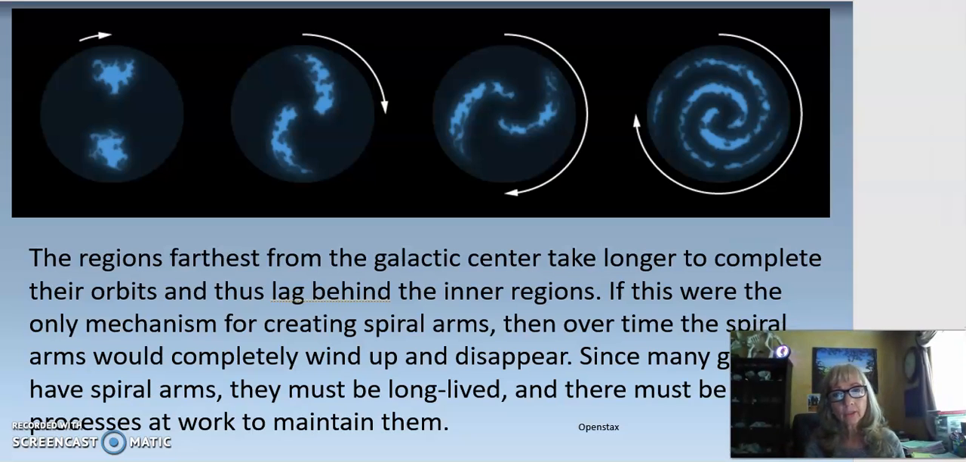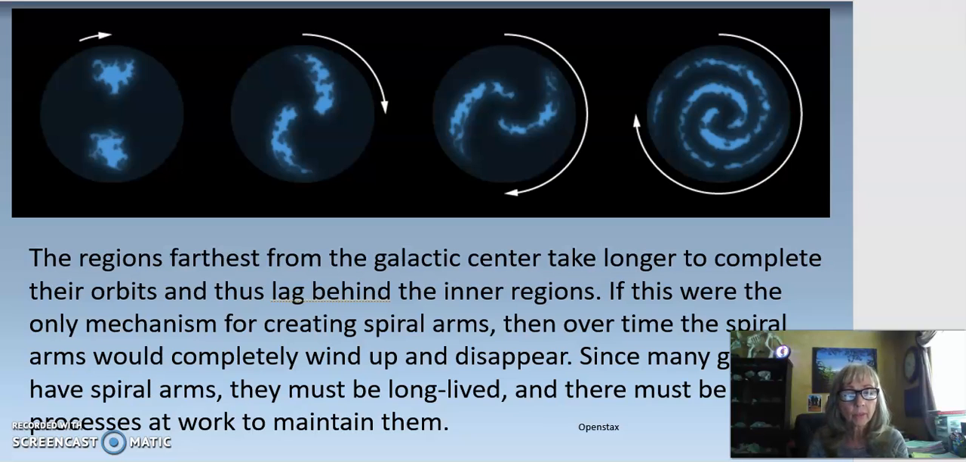So these little drawings are trying to illustrate how these spiral arms form, and how they stay in a spiral shape over millions and billions of years. The regions farthest from the galactic center take longer to complete their orbits and thus lag behind the inner regions. So that makes sense. The outer stars have to travel farther, so it takes them longer to go around.